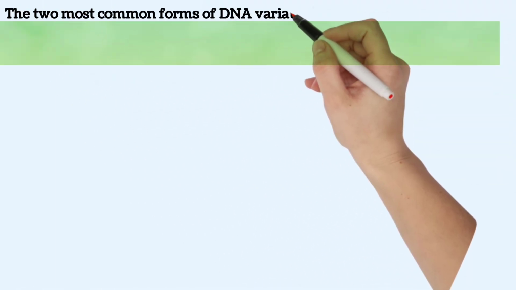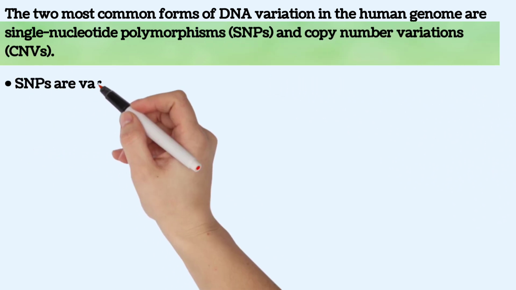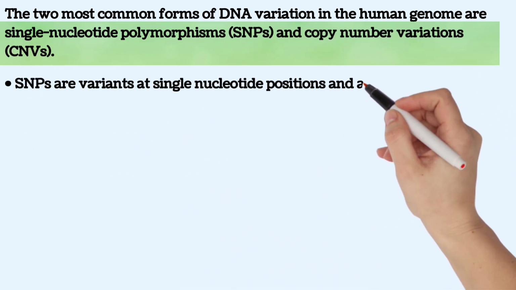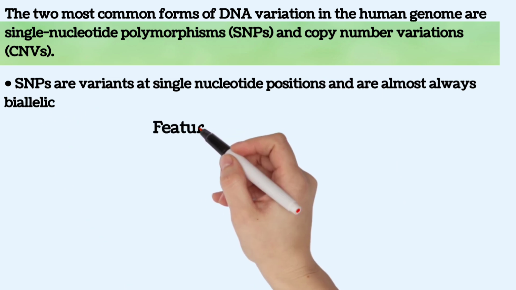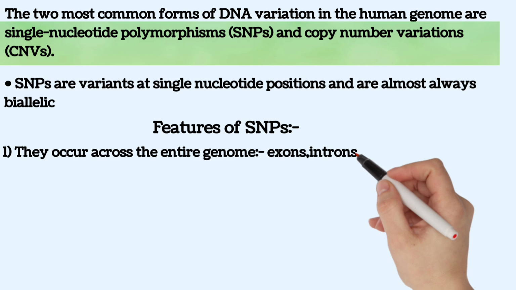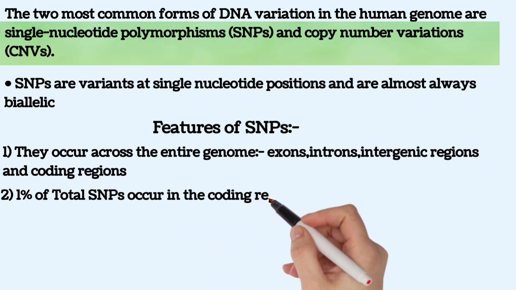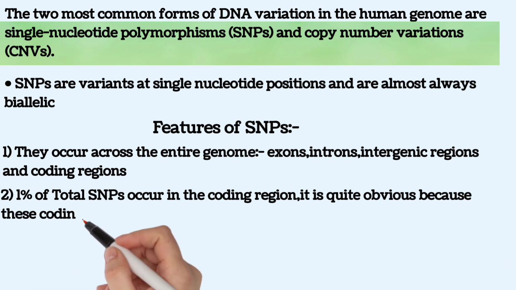Now let us study about the two most common forms of DNA variation that take place in human genome. First, SNP or single nucleotide polymorphism, and copy number variations, that are CNVs. Firstly, we are gonna cover the SNPs and then we will move on to the CNVs.